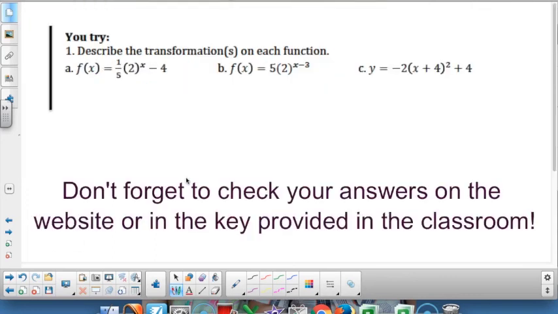All right, you guys go ahead and transform or describe each of these transformations. This is a mixture of all of the different kinds of transformations we've done so far. Check your U-tries before you move on to the practice, and good luck on your mastery check.